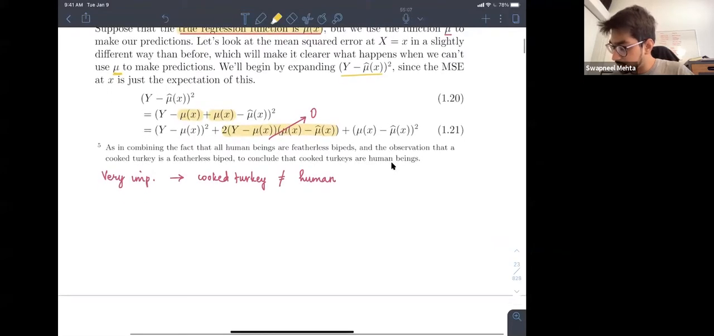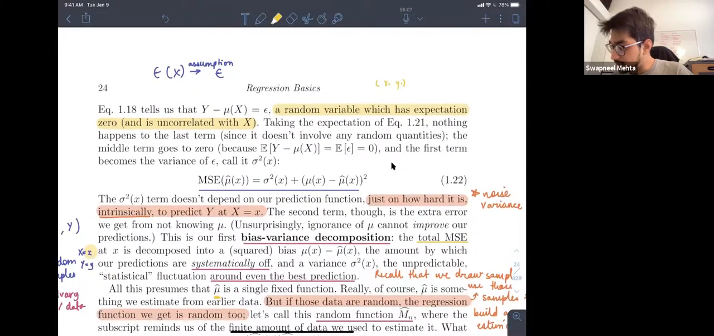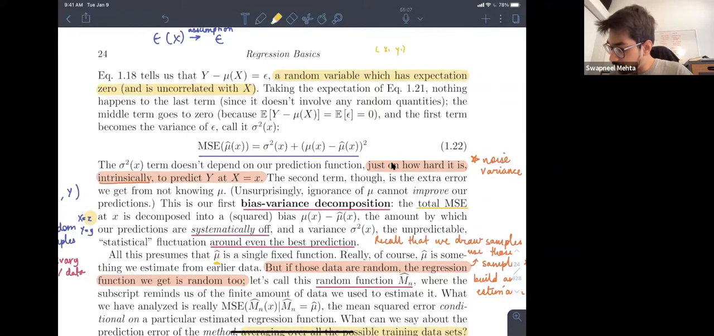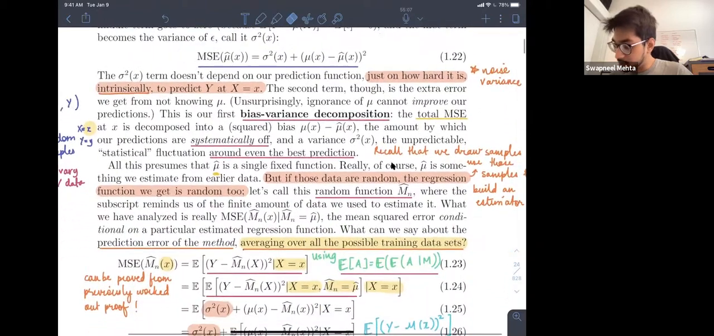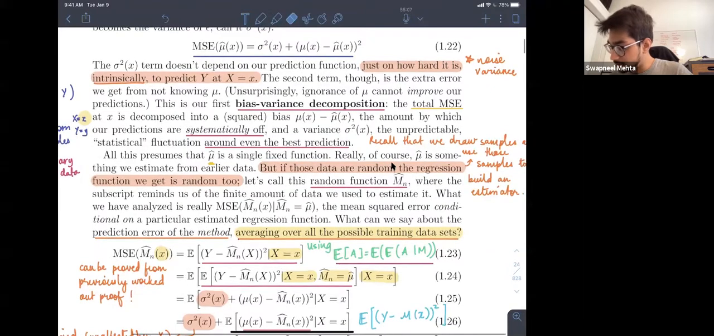Okay, they expand the mean squared error, and this tells us that y minus mu of x is uncorrelated noise. That is true. So what remains after making your prediction is the noise. That is fine. And the mean squared error of this estimator for this data set is equal to this blue line, which is also fine. The sigma squared term does not depend on the estimator; it is the intrinsic noise variance, that is also fine. This is our first bias variance decomposition.